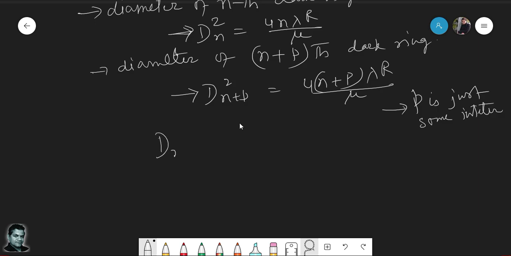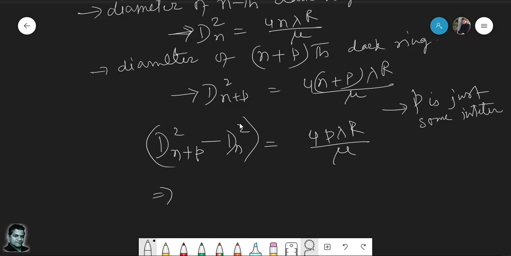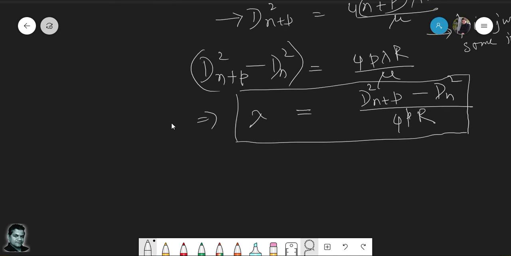So then you take the difference of these two. The difference of these two diameter squares would be equal to 4pλR by μ. And then you can use this expression to calculate λ. Lambda is D_(n+p) squared minus D_n squared divided by 4pR.